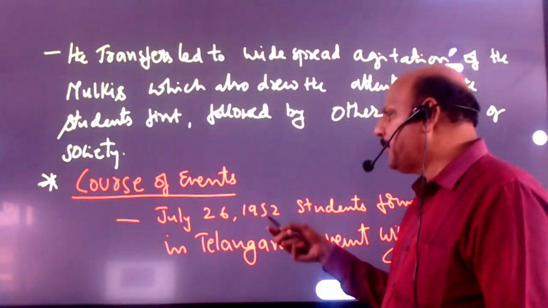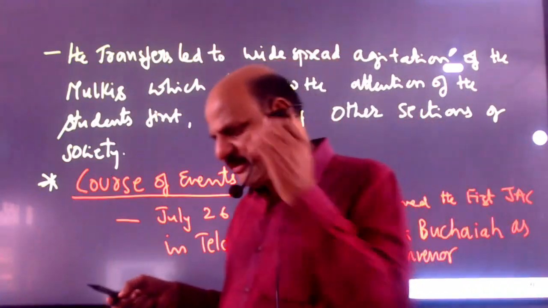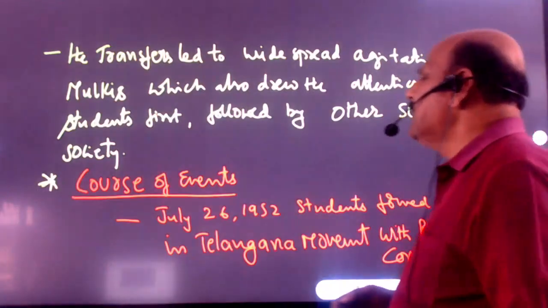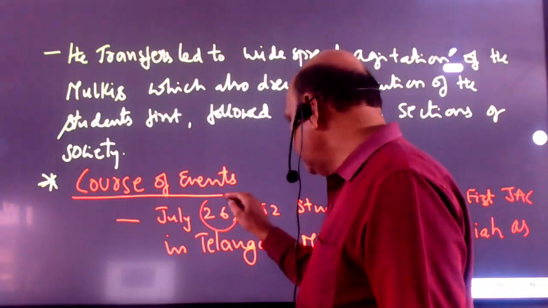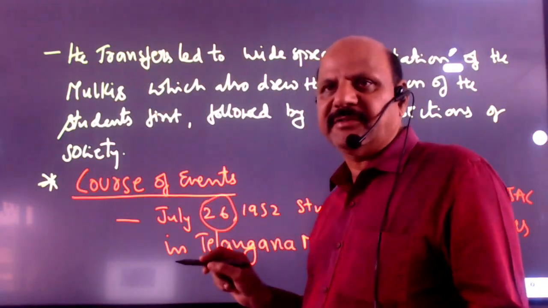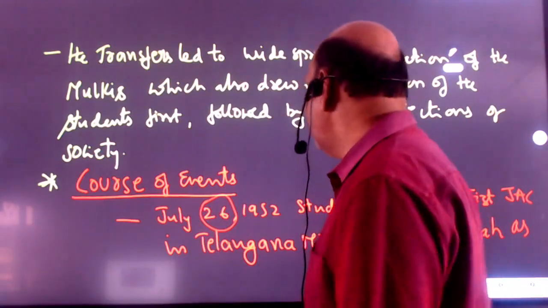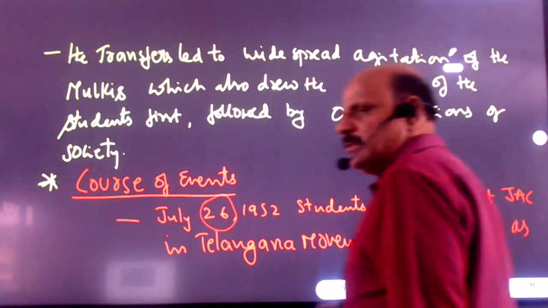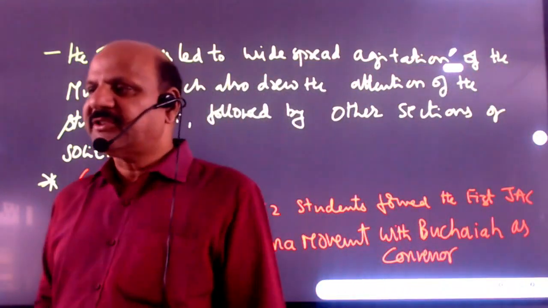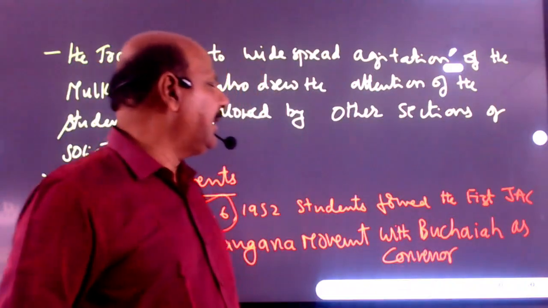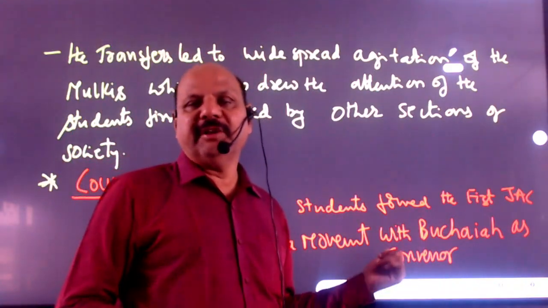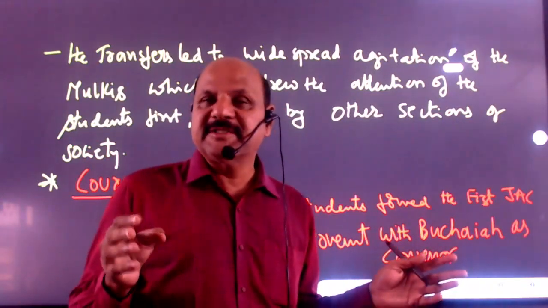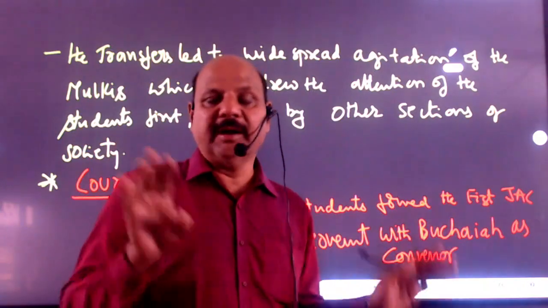I do expect you to remember some of the dates here for the sake of impressing the examiner. So, July 26; if you are unable to remember 26, then at least remember July 1952. Even that is excused and tolerated in the mains. On July 26, 1952, the first Joint Action Committee for this Mulki agitation was formed under a student leader, Buchaya, who was the convener. Friends, this set off a whole set of new developments spearheaded by students in the Telangana movement.